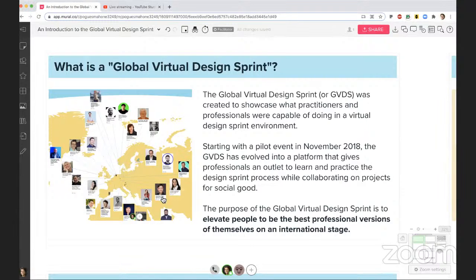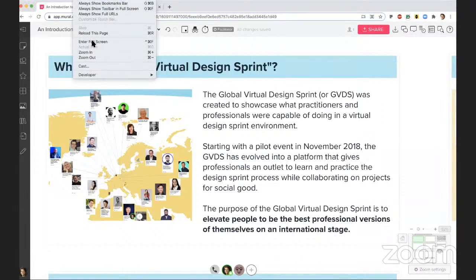But the whole purpose of doing the GVDS is essentially to put professionals on an international stage to showcase what they can do, the best possible work that they can do. It isn't necessarily just to explore a challenge, that's part of it, but my goal is to showcase people and their abilities so that they can move themselves ahead professionally in a meaningful way.